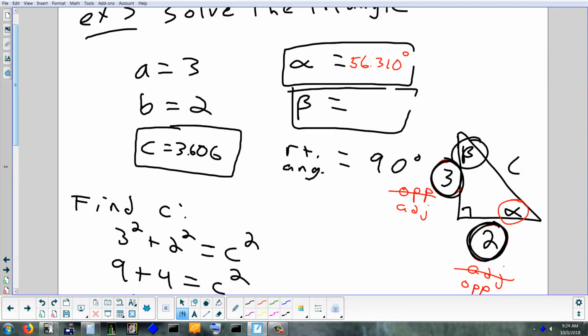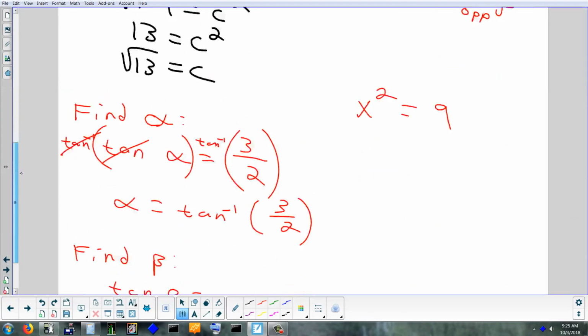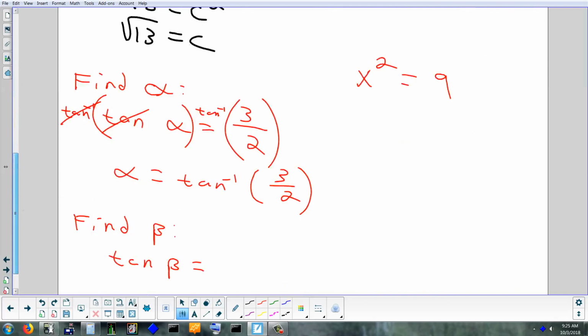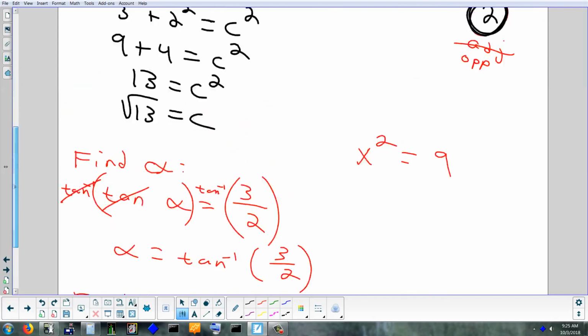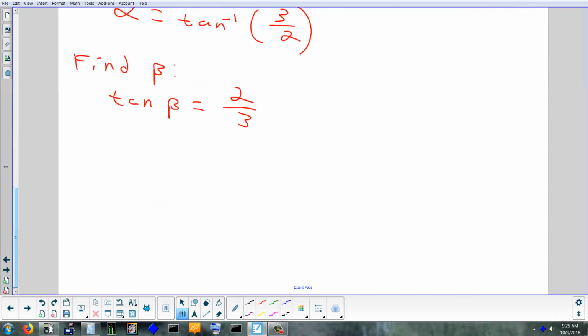So what trig function am I going to use again? I'm still going to use tangent. It's going to be the same trig function. So is it going to be exactly the same equation? Well, no. It can't be the exact same equation, then you get the same answer we just got before. So this time, tangent of beta equals, what's going to be my fraction on the other side? And now, it's 2 over 3 instead of 3 over 2. Other than that, it's exactly the same steps.